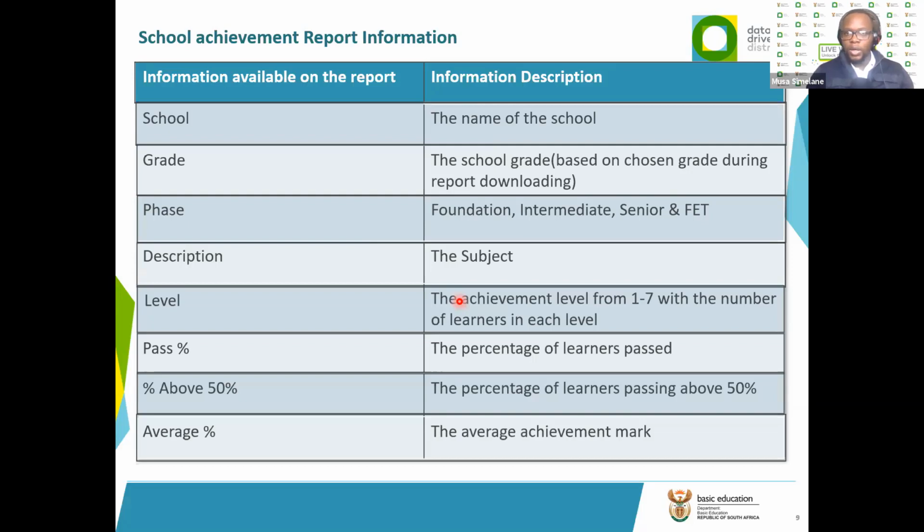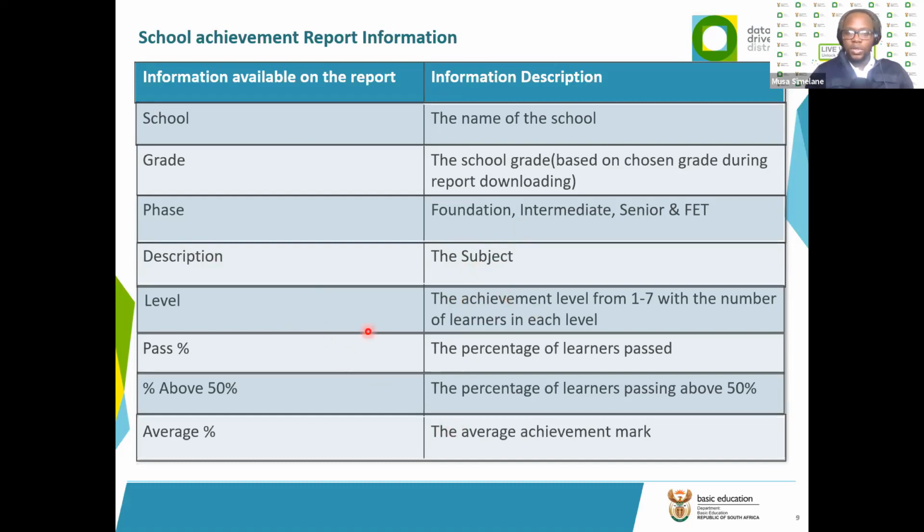We've got the grade here, and of course the grades that are going to be included are the grades that we have included from the previous page. So whatever grades I said I wanted to see, these are the grades that are going to be available. Then there's a column that shows us which phase the subject or the grade you're looking at is in. Is it foundation phase, intermediate phase, senior FET? There's the description, and here I want us to make a note, because description means the subject. So the column that says description is actually talking to us about the subject, right?